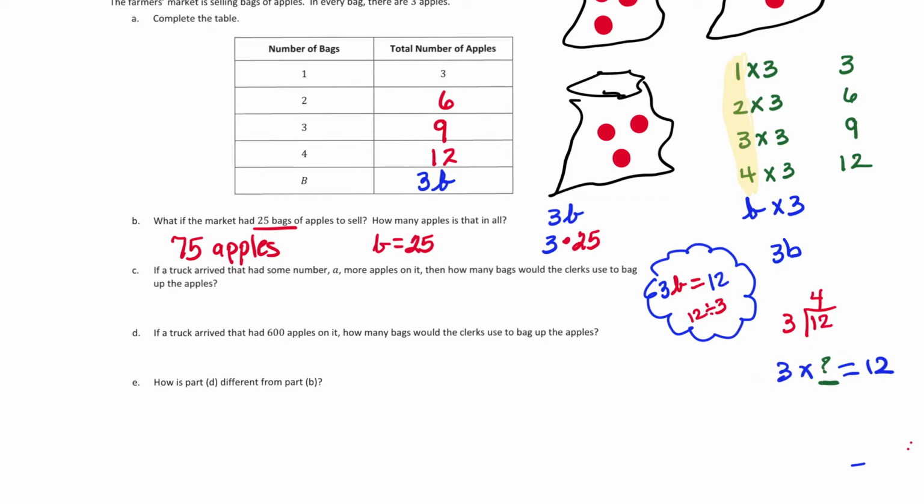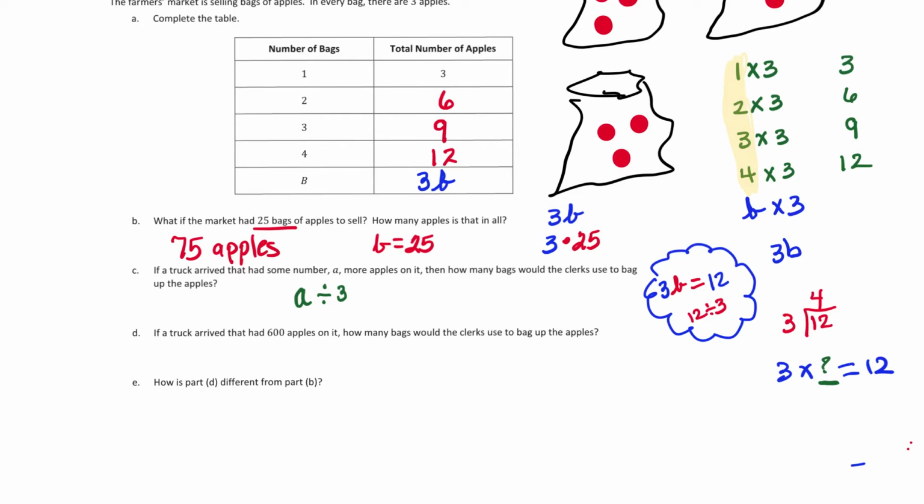And since we already know that we're going to be using the letter A, we can represent our expression by saying whatever number of apples the truck has, that amount must be divided by 3, because every bag has 3 apples, and that's going to give us how many bags.